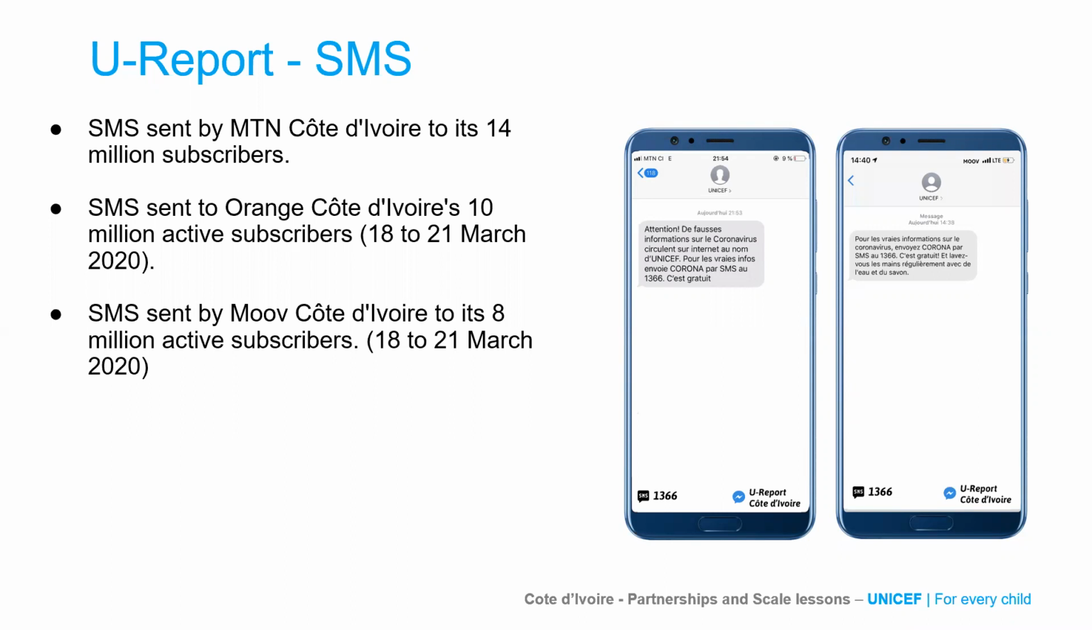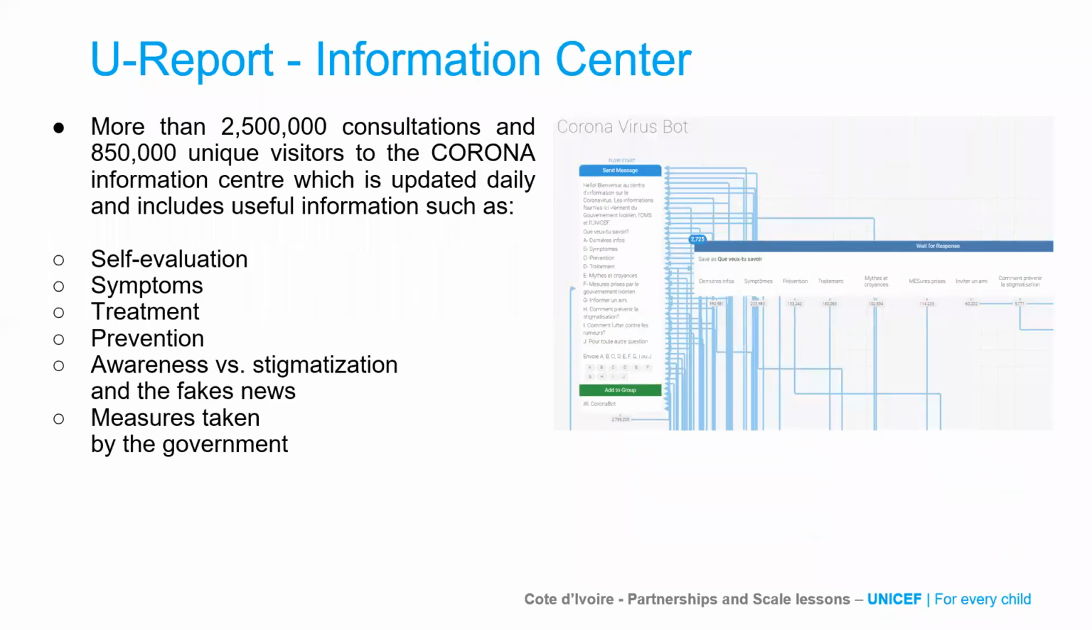And as you can see from MTN, Orange, and Moov in Côte d'Ivoire, they were part of using U-Report messaging from the COVID information chatbot to send COVID-related information in Côte d'Ivoire at the onset of this pandemic. Next slide, sorry. And so what have we seen? We've seen over 2.5 million consultations, and close to 1 million unique visitors visiting this COVID chatbot.